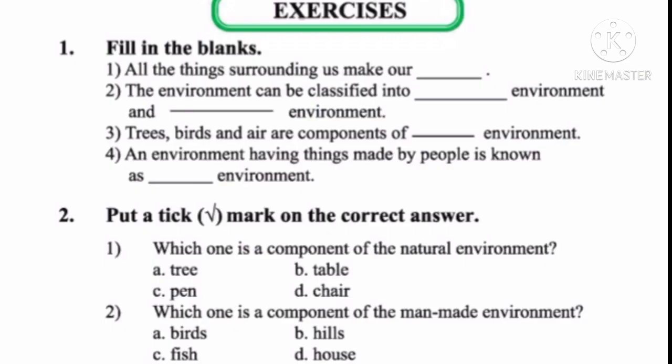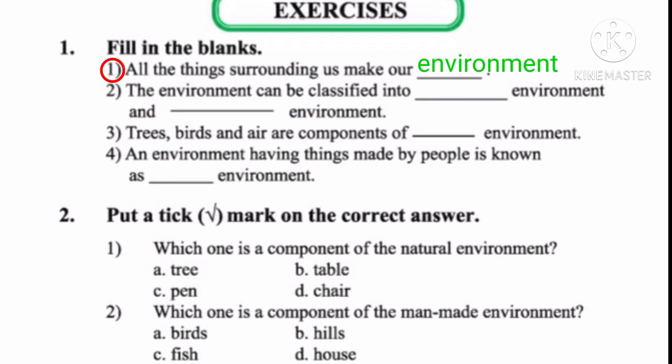Now we will do the book exercise from page number 5. The first one is fill in the blanks. Number 1, all the things surrounding us make our dash. What will be the answer? Yes, environment. All the things surrounding us make our environment.